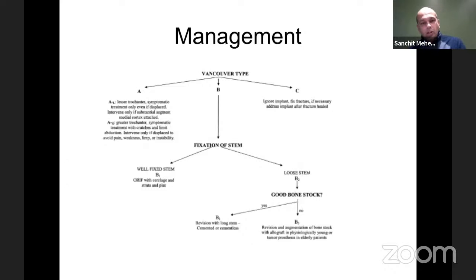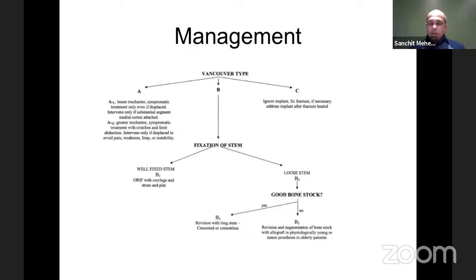So how do we actually manage it according to the classification? The lesser trochanteric and greater trochanteric fractures, by and large, are treated symptomatically. Like I said, for the greater trochanteric fractures, you do have claw plates available now that are fairly good and reliable in their fixation.